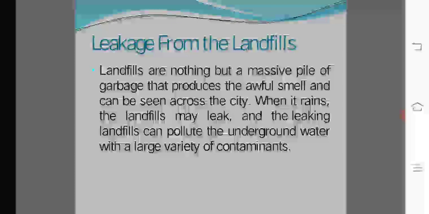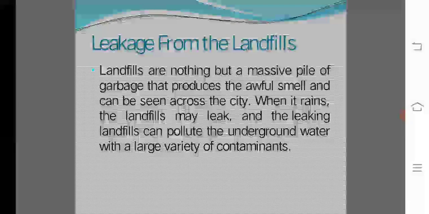Leakage from the landfills. Landfills are nothing but a massive pile of garbage that produces an awful smell and can be seen across the city. When it rains, the landfills may leak, and the leaking landfills can pollute the underground water with a large variety of contaminants.